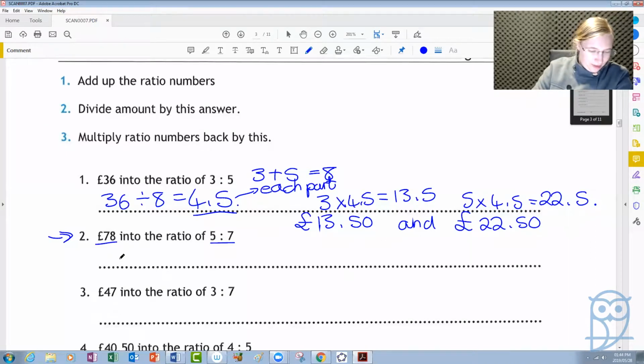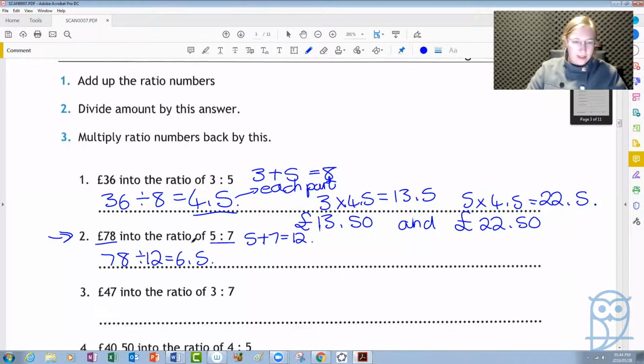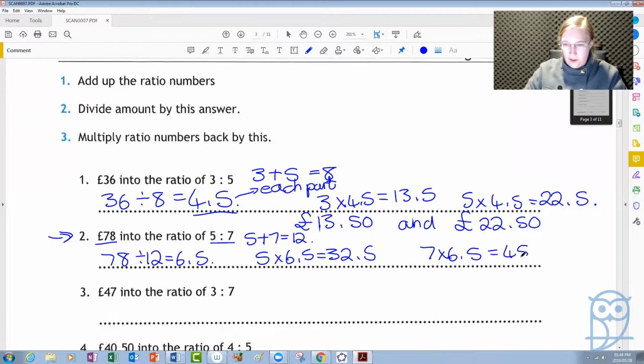So we want to divide 78. We first have to add the 5 and the 7 to see how many parts we have. That gives us 12. So now we need to divide this 78 by 12. So 78 divided by 12 gives us 6.5. So now we need to take this 6.5 and times it by 5 and times it by 7. So we've got 5 times our 6.5, which gives us 32.5. And we have our 7 times our 6.5, which gives us 45.5.